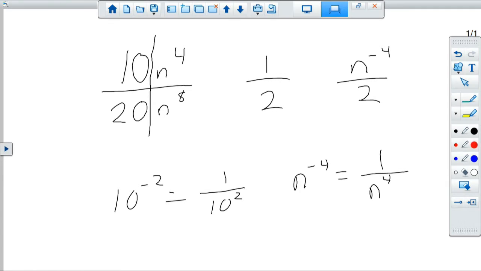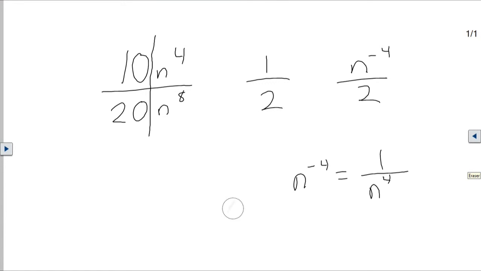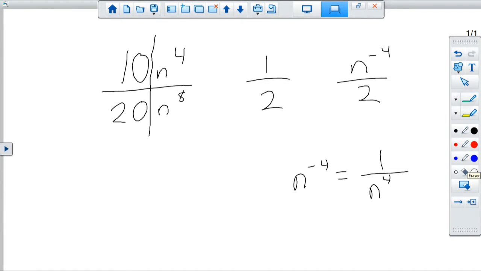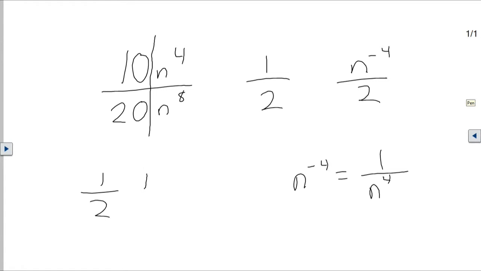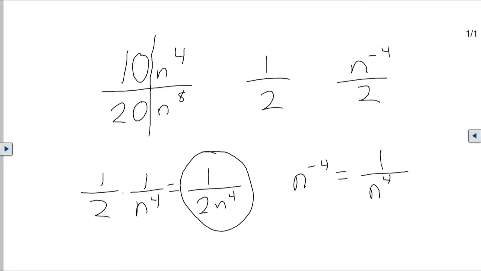Now if we put that all together, the first part is 1/2, and the second part is 1 over n to the 4th. If I combine that together, I get 1 over 2n to the 4th power. Again, we simplified the first part: 10 over 20 simplifies to 1/2. N to the 4th divided by n to the 8th is n to the negative 4th. And if we want to make it positive 4, we have to put it in the denominator. So we end up with 1 over 2n to the 4th power. We have to have that 1 up top because we need something there as a placeholder.